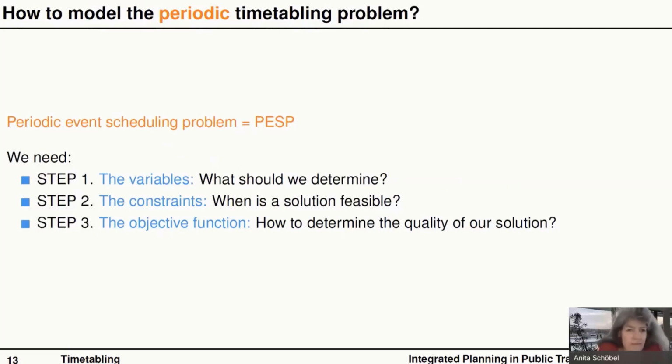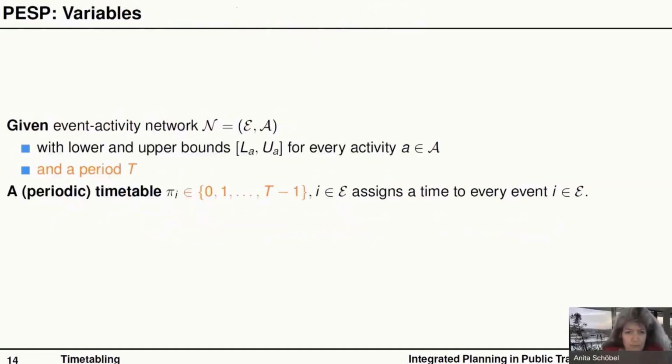Now we want to find out what we can do if we want to find a periodic timetable. Periodic timetables are much more important because passengers would like to have regular schedules, so that every hour we have the same time; it's easy to memorize and easy to run. If we model the periodic timetabling problem, we end up with a problem called the periodic event scheduling problem. We again have the three steps we usually proceed with: variables, constraints, objective.